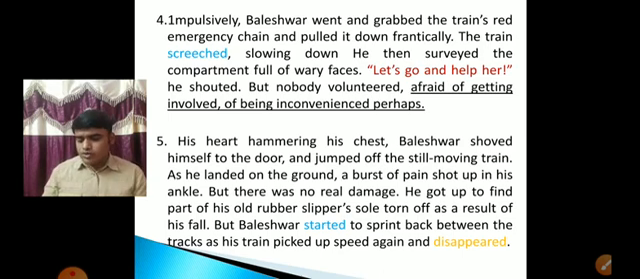He shoved himself. Shoved in the sense, he jumped or pushed roughly. He jumped to the door all of a sudden, shoved himself to the door, and jumped off the still moving train. What did he do? He jumped off the still moving train, and he landed on the ground. A burst of pain shot up to his ankle.